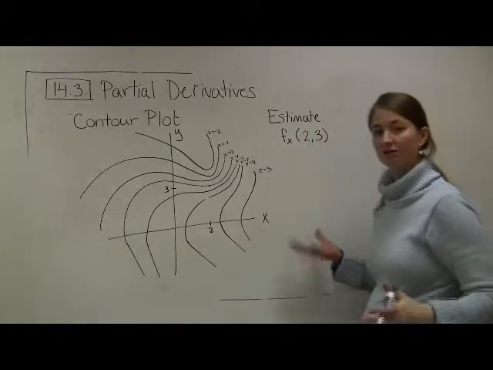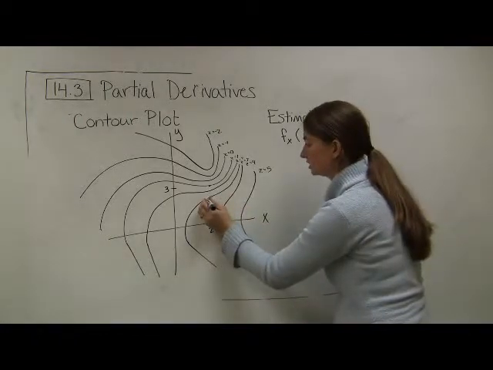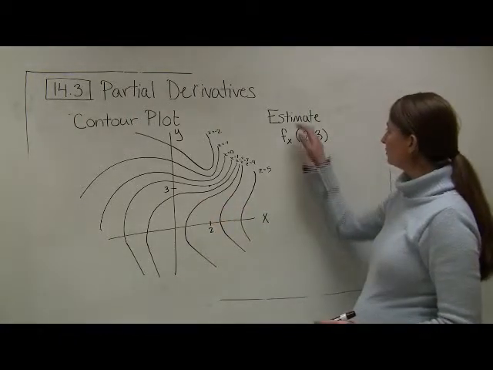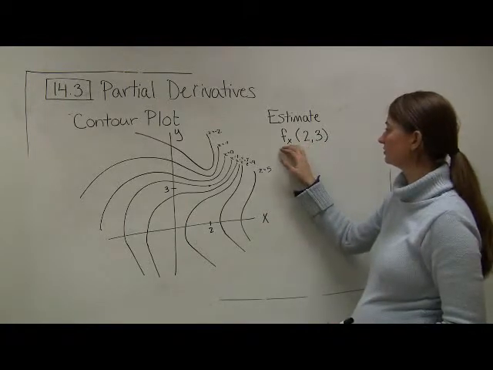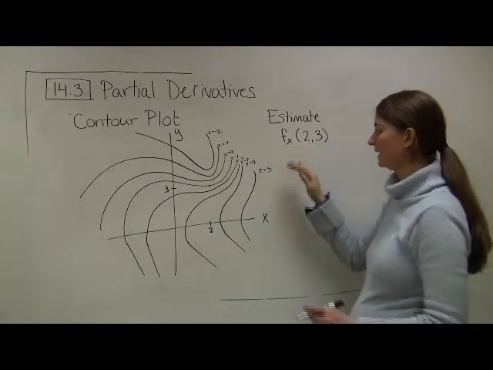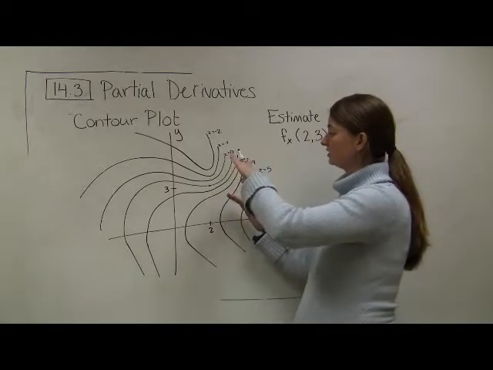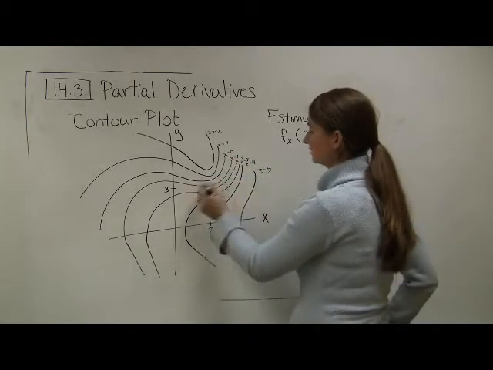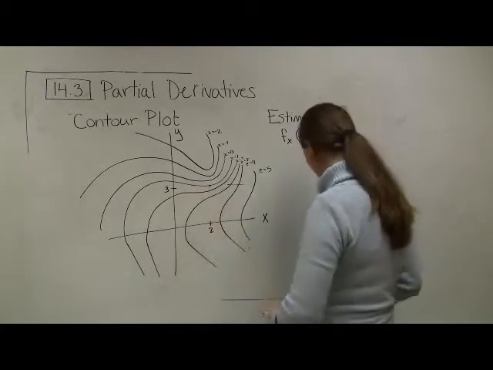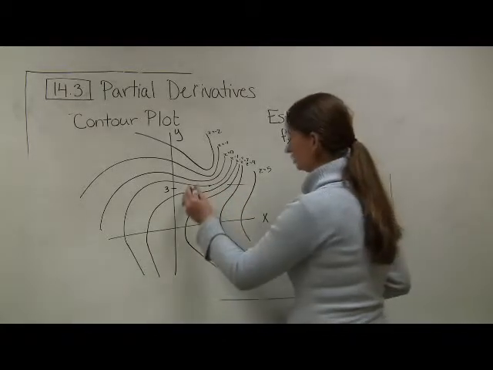I don't have a function, so I'm not going to be able to actually compute the derivative, but I want to know graphically, what is this asking? Well, recall that partial derivatives with respect to x are asking, what is the slope of the tangent line where that line is traveling in the x direction? That's one way to think about it.